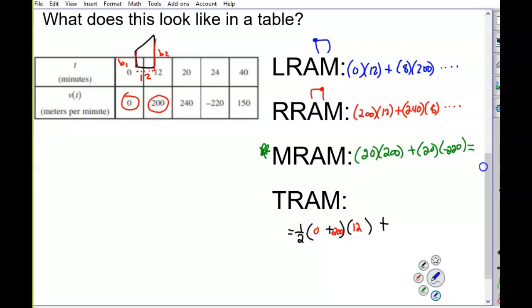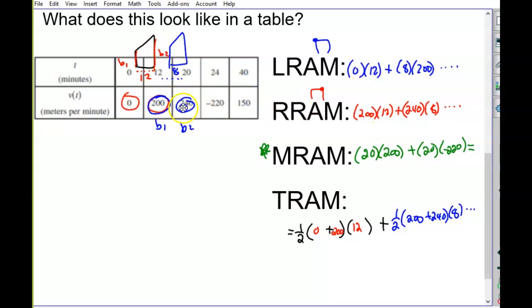The one thing you do have to be aware of is if I go to my next trapezoid, now this one becomes base 1, and this one becomes base 2, and the height is the difference between that. So I would do 200 plus 240 times the height of 8. And then you would keep going for however many times. So I just hope that refreshes your memory a little bit. I'm like 99% confident you'll see one of these in a free response question.